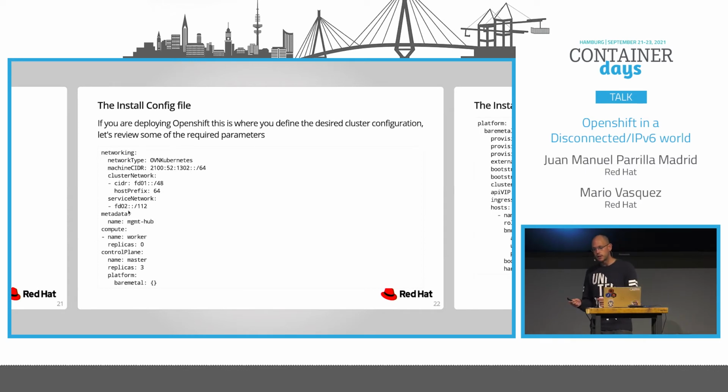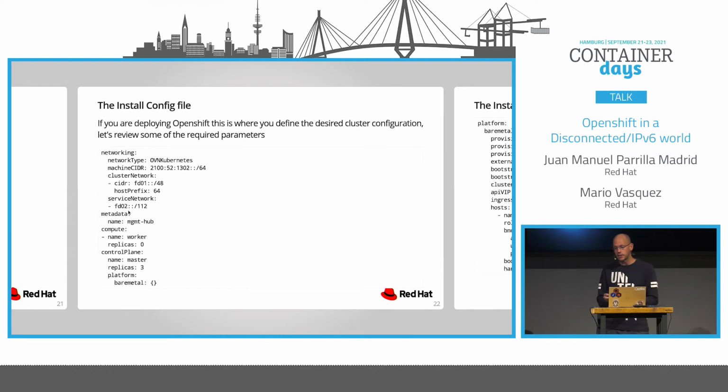One thing is that these should not overlap with each other. They should be different ranges. With that, the metadata name we will use for the name of the cluster. Then the compute, the number of worker nodes that we will have in our cluster. In our case, 0. That's okay.